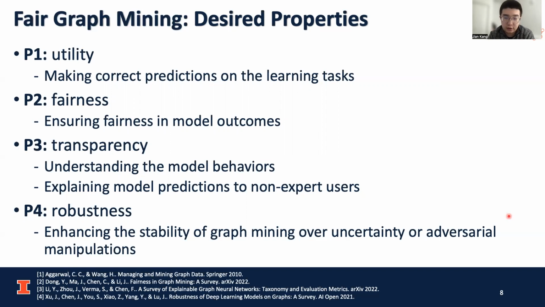The third and fourth properties are transparency and robustness, which are useful to fairness as well, because fair graph mining models can be used for safety-critical applications like financial fraud detection or applications in the healthcare domain. So it is essential to call for these properties to enhance the trustworthiness of these fair graph mining algorithms. Specifically, transparency aims to make graph mining transparent by understanding how and why a model makes a specific decision. And finally, in terms of robustness, we want to make sure that fair graph mining algorithms are resilient to noise, uncertainty in the data, or adversarial activities, so that they can really be deployed in the real world.